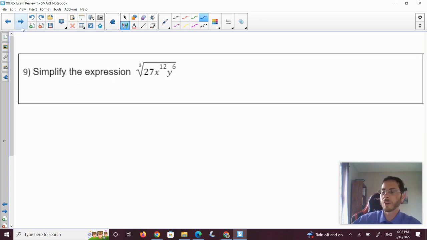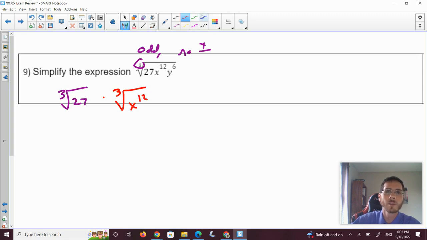For number 9, simplify the expression. So this is a cube root. So remember for a cube root, since this is odd, it's no plus or minus. So I don't want to write down any pluses or minuses. So we do cube root of 27. Then we'll do cube root of x to the 12. And then we'll do cube root of y to the 6th.